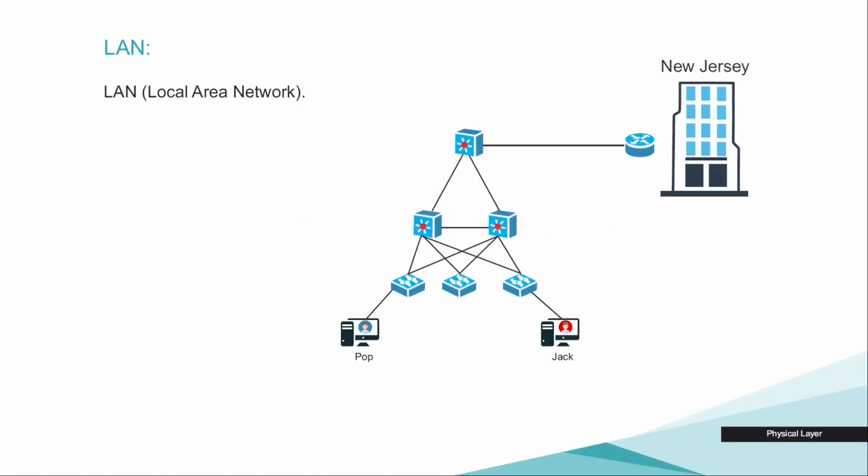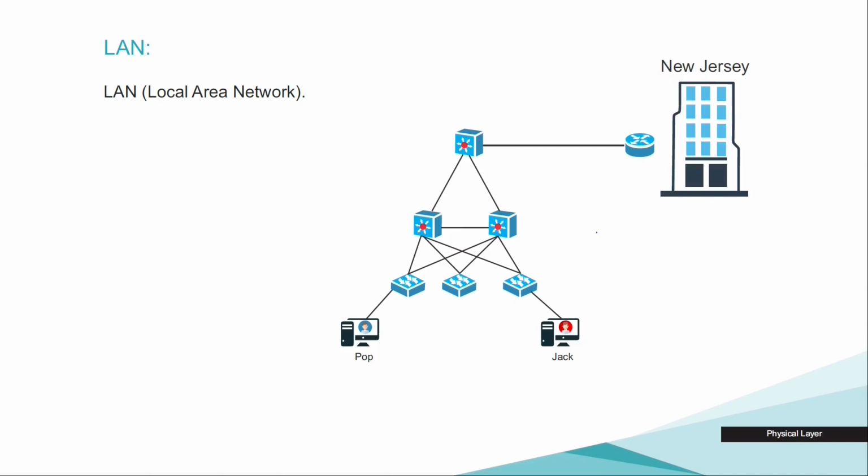First, we need to understand what is LAN. LAN stands for Local Area Network. LAN refers to a collection of devices connected together in one physical location. There is a small size, medium size, and big size of LAN. Let's see our example here in order to understand what we mean by LAN.